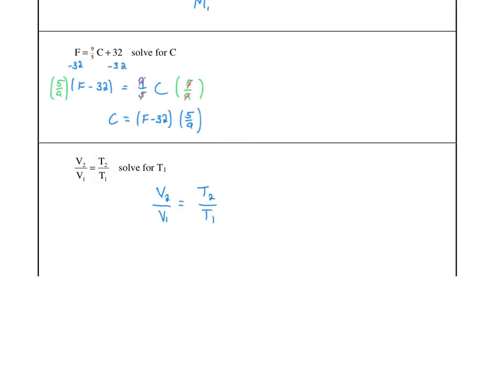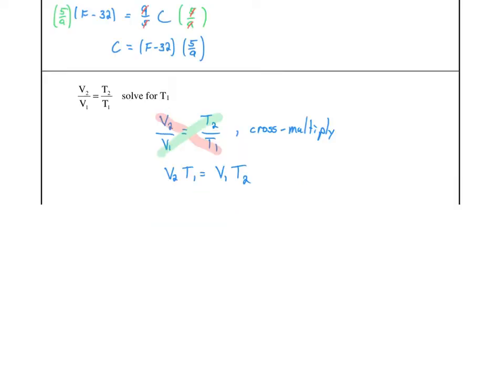Now for our last example, we're going to do what's called cross multiplying. We're going to multiply V2 times T1, and that's going to equal V1 times T2. This is the strategy I use anytime what I'm solving for is in the denominator.